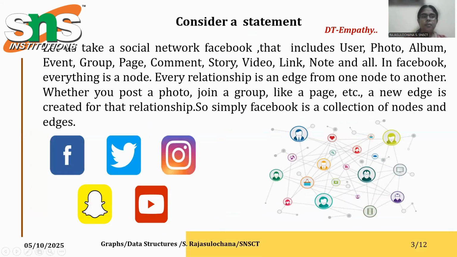So consider this problem statement. Many would have used a social media platform like Facebook. Facebook includes albums, events, groups, pages, users, and many more. Here all these things are represented in the form of nodes, and every relationship between two nodes is represented in the form of edges. Whenever you post a photo or join a group, a new edge will be created for that particular relationship. So we can coin Facebook as a collection of nodes and edges. This is what a graph will look like.